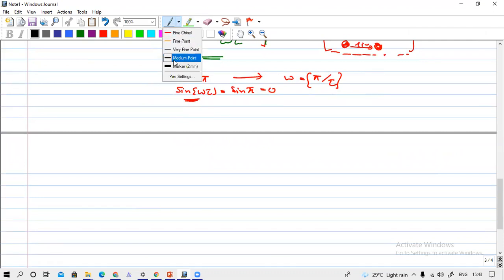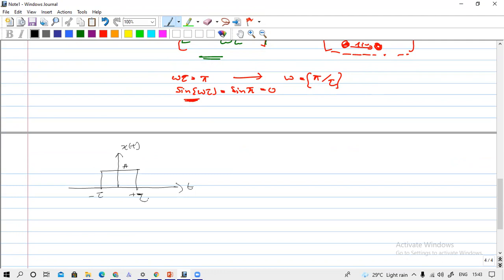I will write it here again. Okay, so we have a rectangular pulse. It is a time domain signal, the time domain pulse x(t). We have amplitude A, from minus tau to plus tau. We can represent this signal as A rect(t/2tau), where A is the amplitude and the lower part is the pulse width. Here the pulse width is 2 tau. So this is our signal.